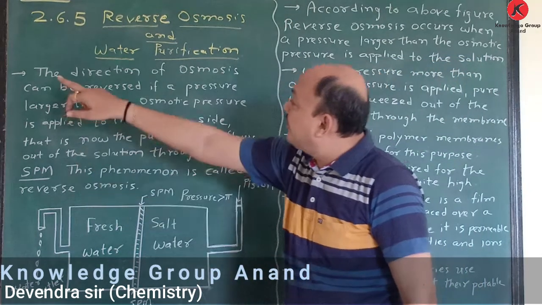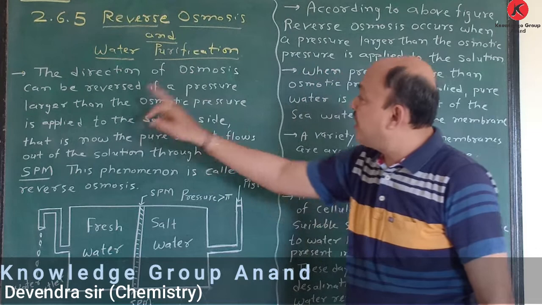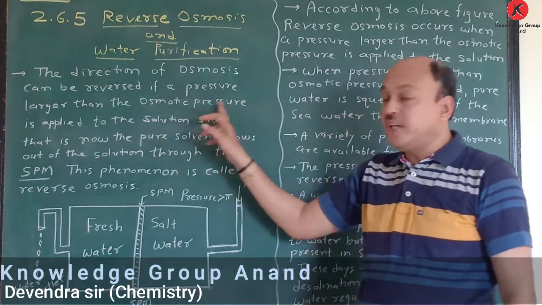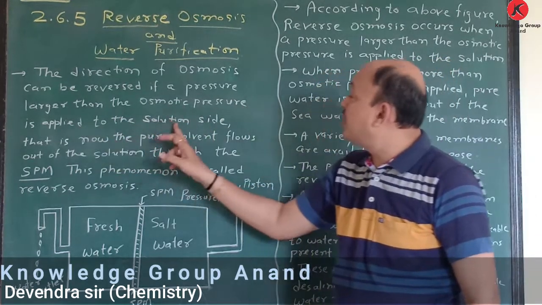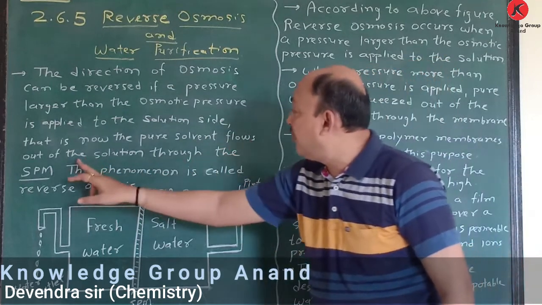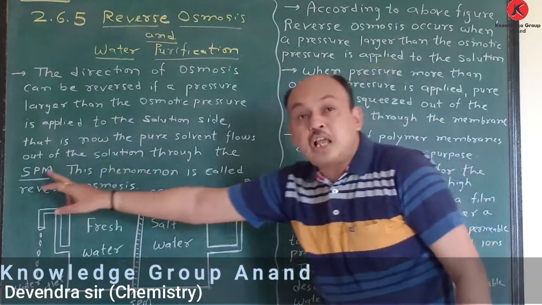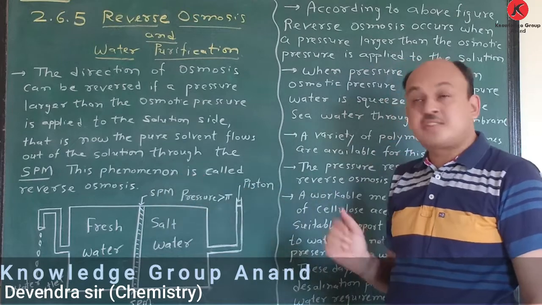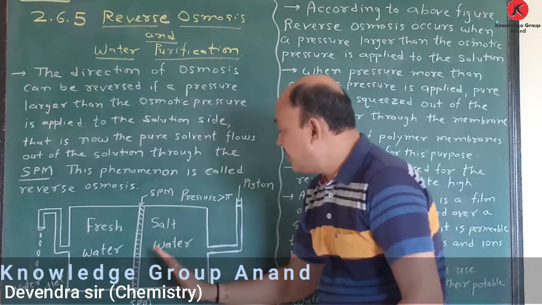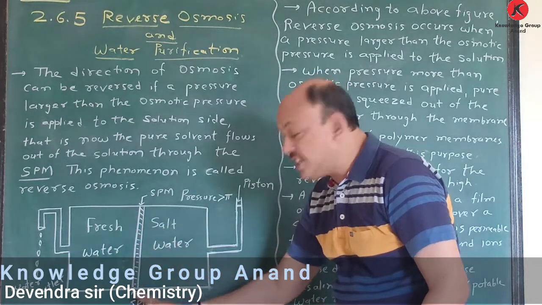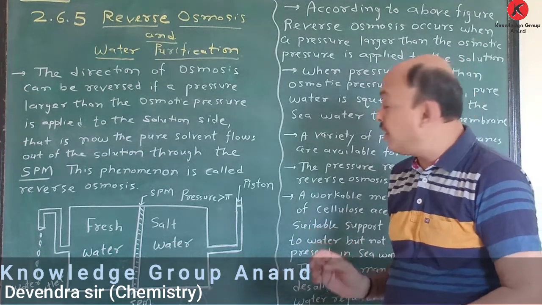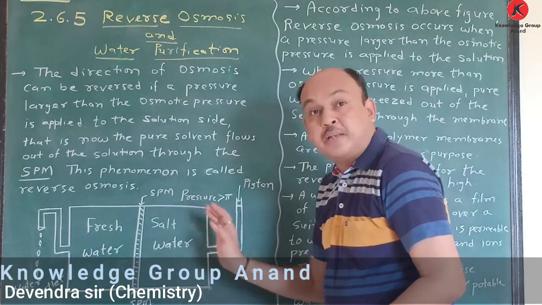So here, the direction of osmosis can be reversed if a pressure larger than the osmotic pressure is applied to the solution side. That is, now the pure solvent flows out of the solution through the semi-permeable membrane. This phenomenon is called reverse osmosis. Now understand here, this is fresh water, this is salt water, this is an SPM, but here the semi-permeable membrane is made up of different types of polymers.